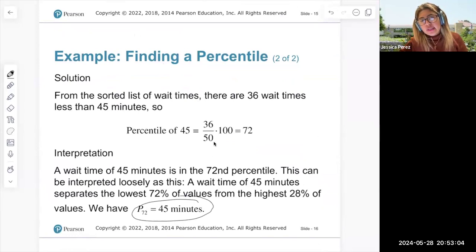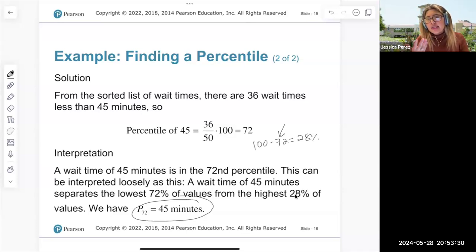So then we have 36 divided by 50 times 100, which is the 72nd percentile. That means the wait time separates the lowest 72 percent from the highest 28 percent. Where did they get the 28 from? Well, 100 minus 72, the remainder is 28. So 72% are lower than 45 minutes, and more than 45 minutes is 28%.